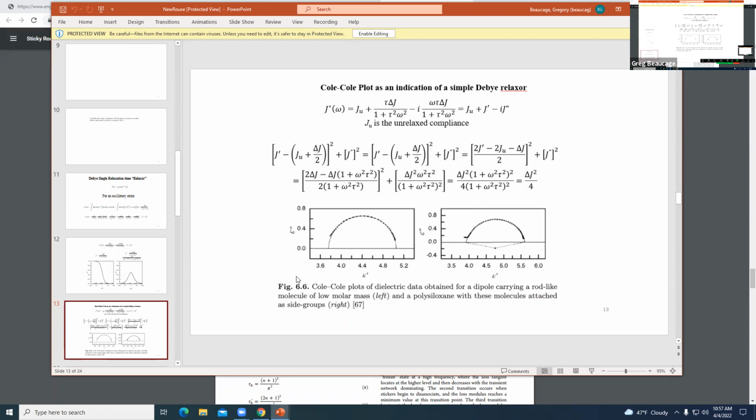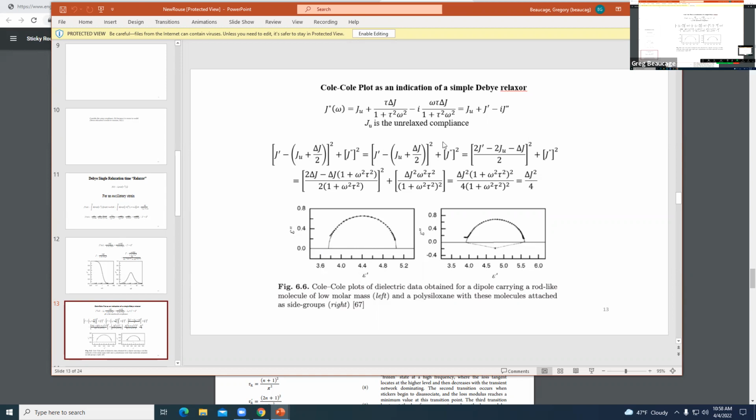So this is a dielectric measurement. The same thing you can do with compliance, and you can do the same thing with modulus. You just plot double prime versus prime. Then you're looking for semicircles. The radius is going to be the amount of this. Each point has a frequency and a temperature, but there's no frequency and temperature in this plot. That kind of fell out of this.